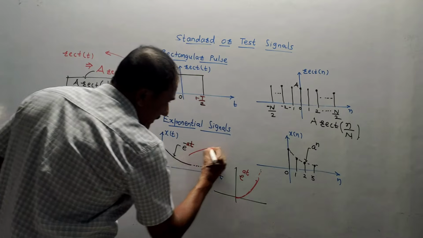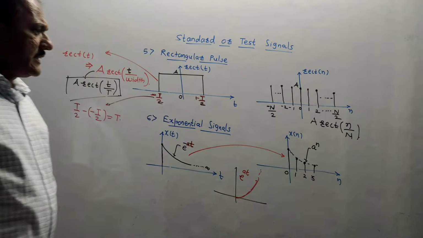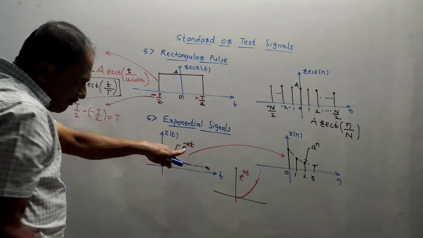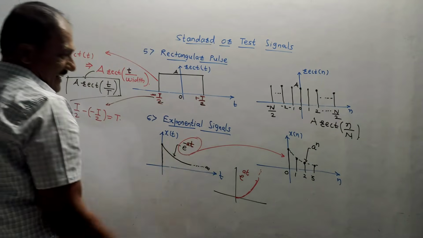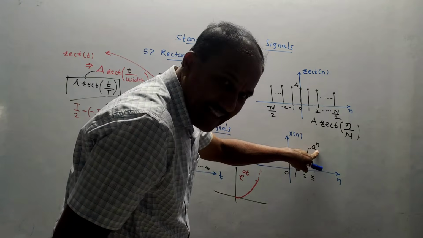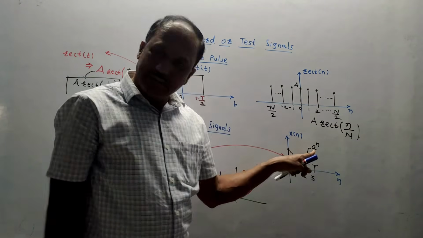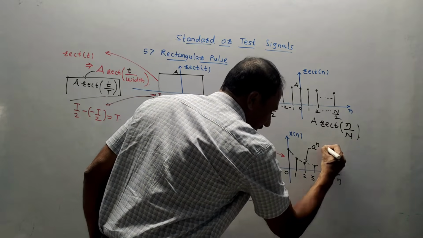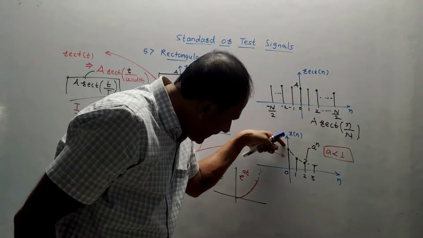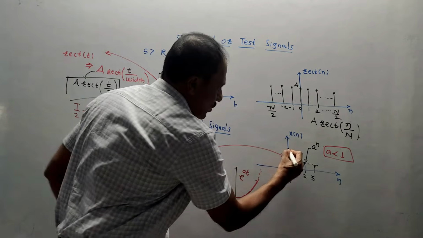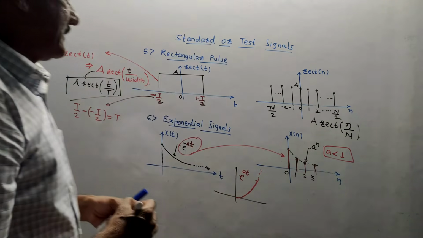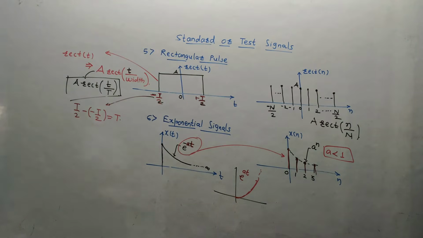Now, related to this, I have drawn a diagram for the discrete signal. Only in this case, the notations are slightly different. This is e raised to minus at. In this case, it is represented as a raised to n. A is some constant. If the value of a is less than 1, then the signal decreases exponentially like this. So the same exponential signal I have drawn in the form of pulses. So these are the exponential, continuous and discrete signals.